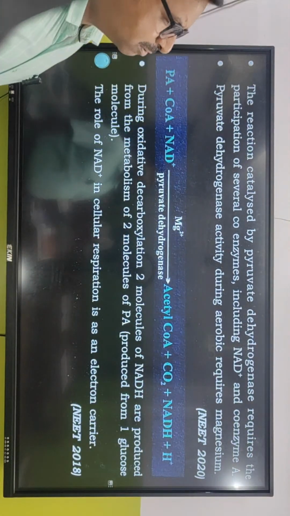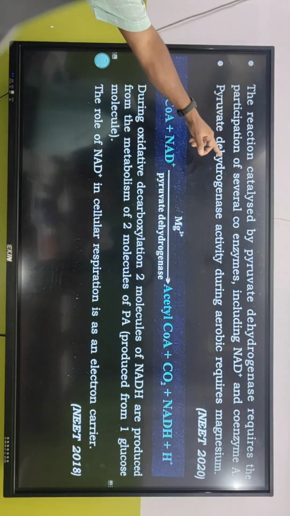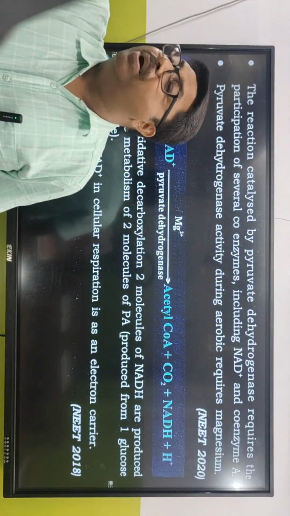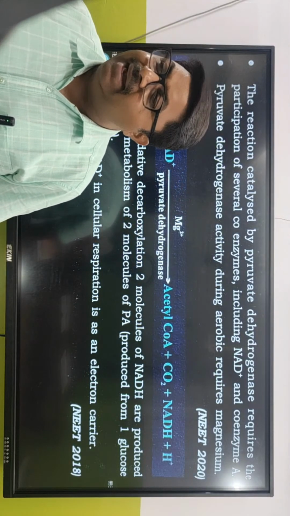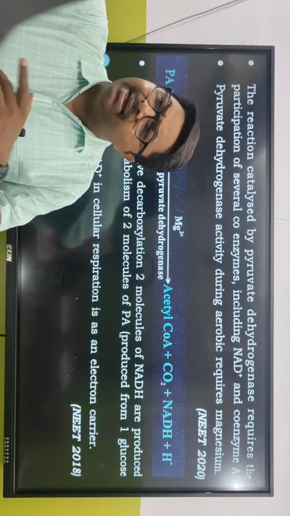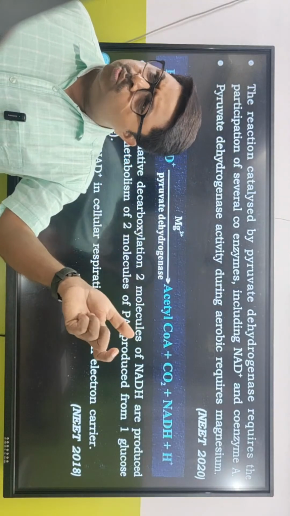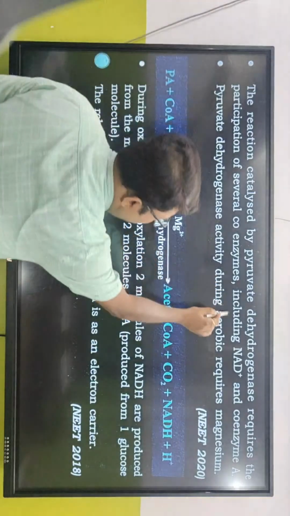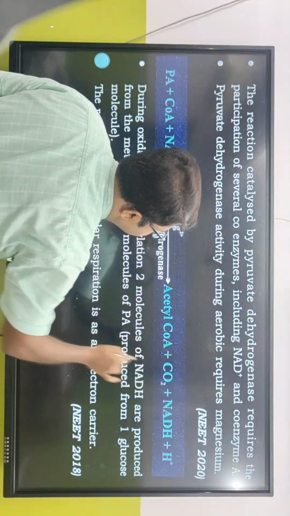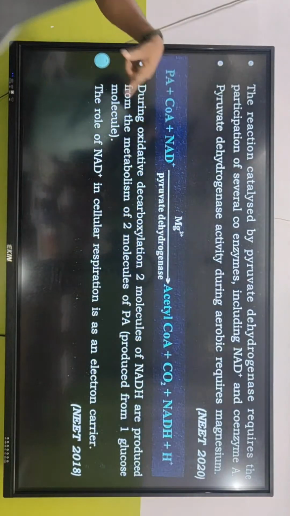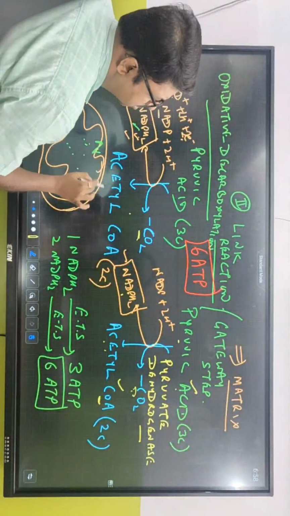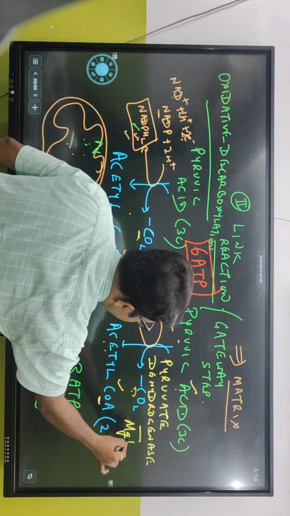The reaction catalyzed by pyruvate dehydrogenase requires the participation of several coenzymes. What coenzyme is needed? There are two coenzymes, NAD and FAD. What is written here? What is NAD? What was needed in the link reaction? NAD has been changed into NADH, binding with 2 electrons plus 2 hydrogen, including NAD plus and coenzyme A. Pyruvate dehydrogenase activity during aerobic respiration requires magnesium. Very, very important. Pyruvate dehydrogenase needs what? Pyruvate dehydrogenase needs magnesium ion, Mg2+.